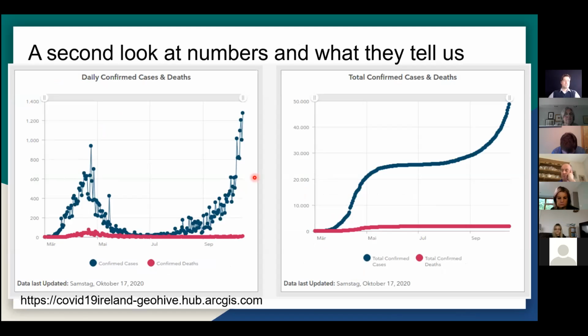Another thing you can take a look at, a second look if you like, is the numbers plotted here over time, starting from the last day of February all the way to today. Blue is the confirmed cases, and red is the confirmed deaths, and here's even the aggregated version. Here in the aggregated version, you can already see this exponential growth for the first peak, and down here for the second peak. I'd like to speak a little bit more about those numbers.